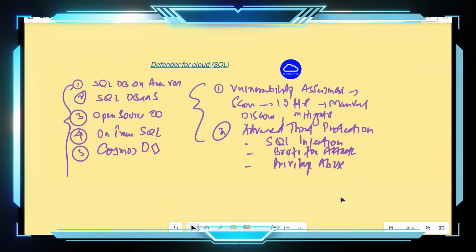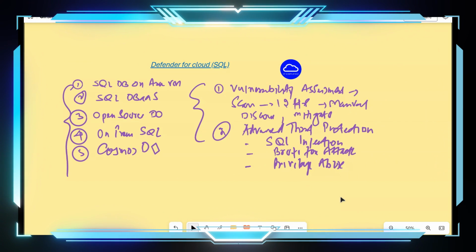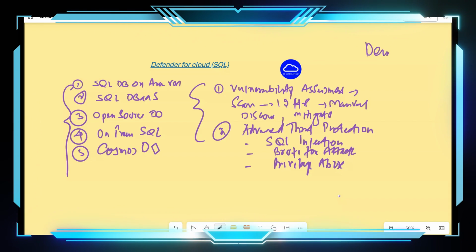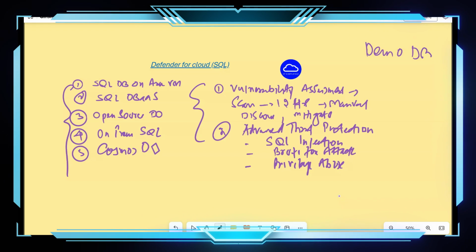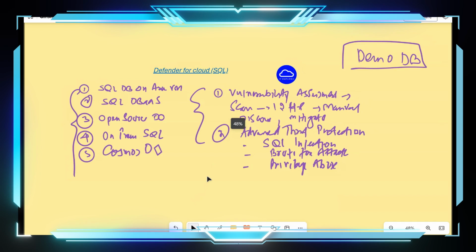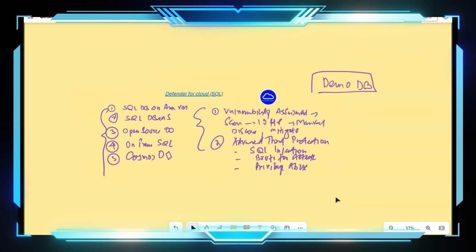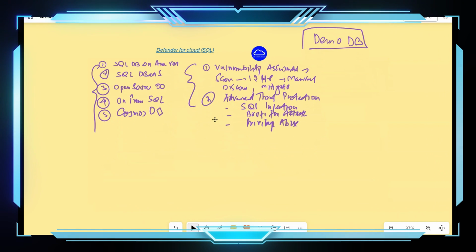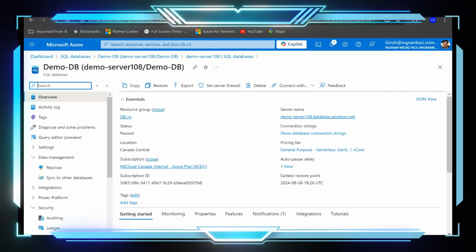Now, for today's lab, I'm going to use a SQL database as a service. The name of the database is DemoDB. And before I move further, let me just first flip over to the Azure portal and show you how you can enable this service. So let's go to the portal.